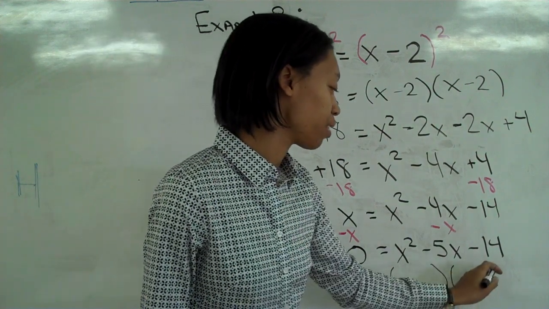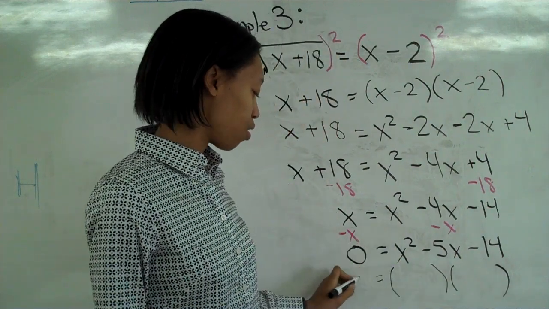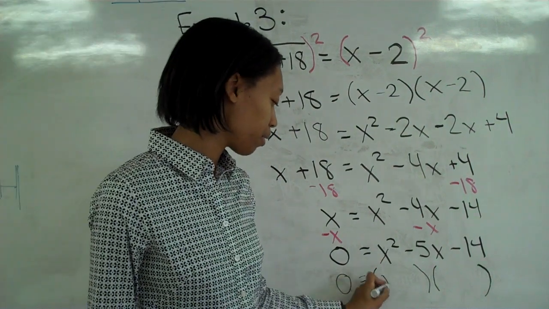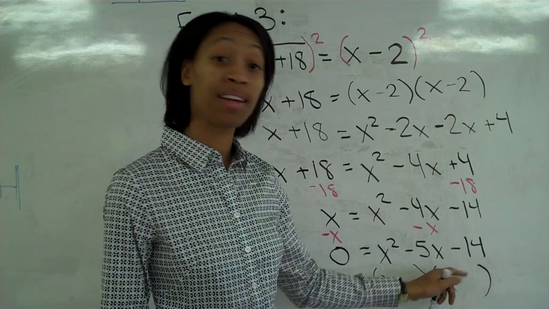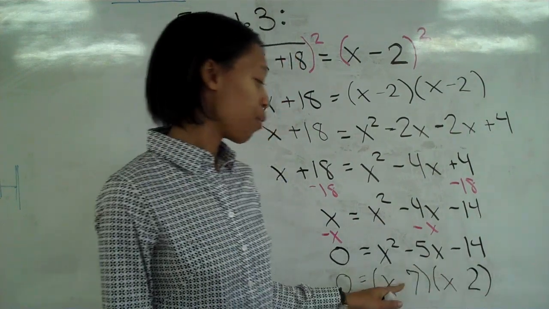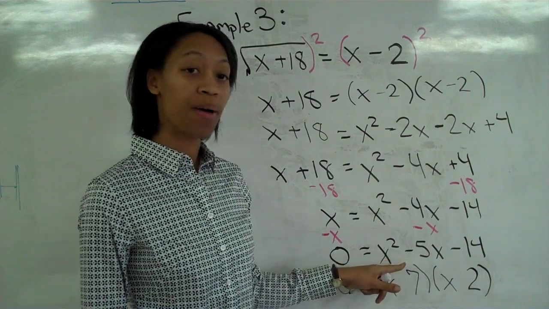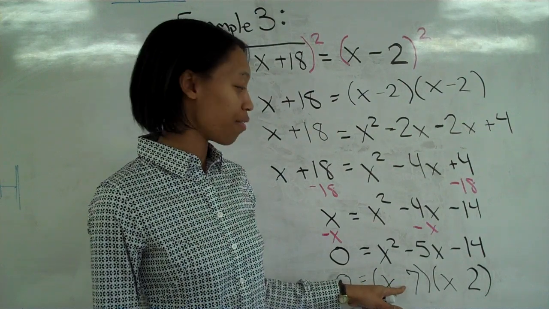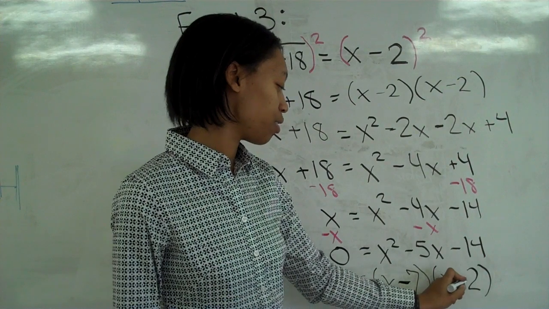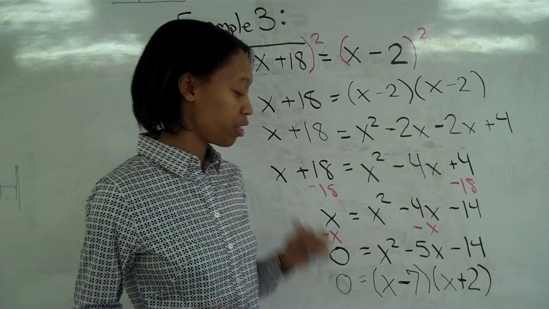Okay, so now I can factorize this. I'm looking for two things that will multiply together to give me the previous line. So, 0. x times x will give me x squared. 14 is 7 times 2. And if I have a 7 and a 2, and I want to make negative 5, I'm going to do negative 7 plus 2 to give me negative 5. So negative 7 and a plus 2, and negative 7 times positive 2 will give me negative 14.